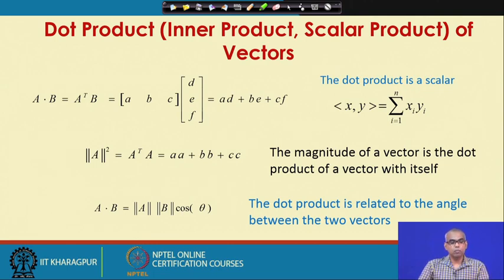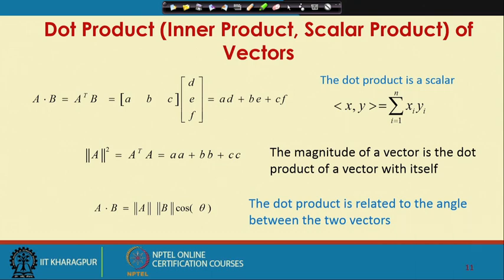Now, let us talk about the dot product of vectors. The dot product of vectors is also known as the inner product or scalar product.